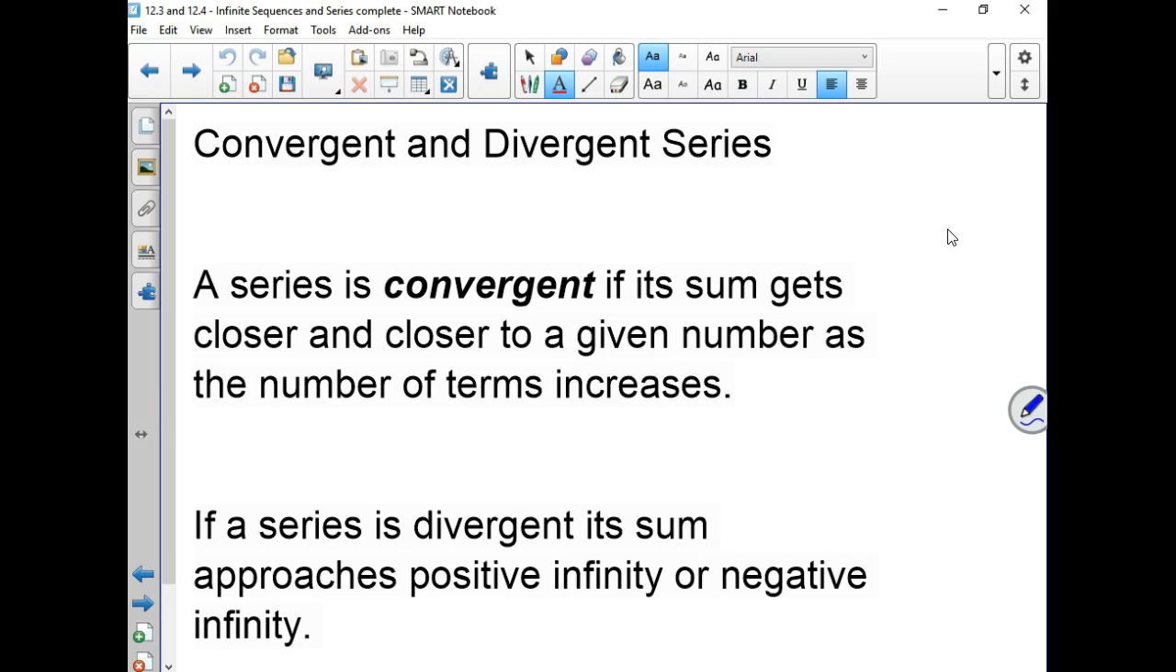So it's 1, 2, 3, 4, 5, 6, 7, 8, 9, 10. It just goes on to infinity forever. Or it might be negative 5, negative 10, negative 15, negative 20, and it just goes down to negative infinity.